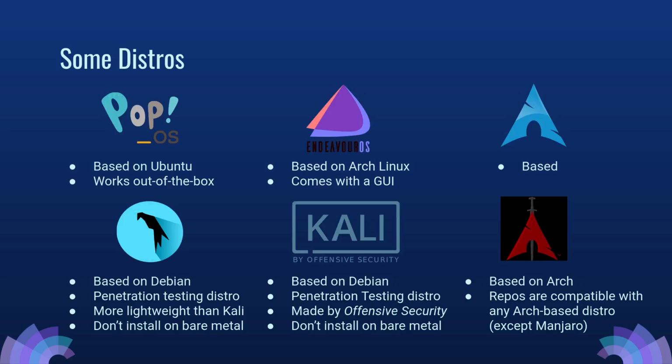Here are examples of some distros you might have heard of. There's a lot of them. There's definitely a lot more than six. For example, there's beginner-friendly and daily driver distros like Pop!_OS and EndeavourOS. There are pen testing distributions like Parrot OS and Kali Linux, which aren't actually meant to be installed on bare metal or used as daily drivers, but there's a different distro for different purposes.